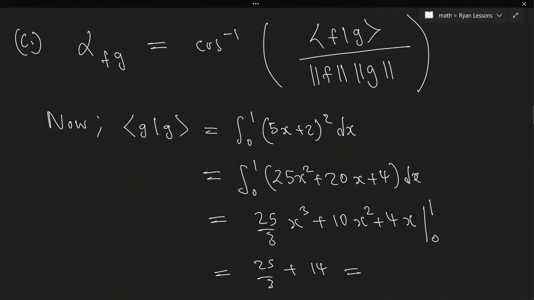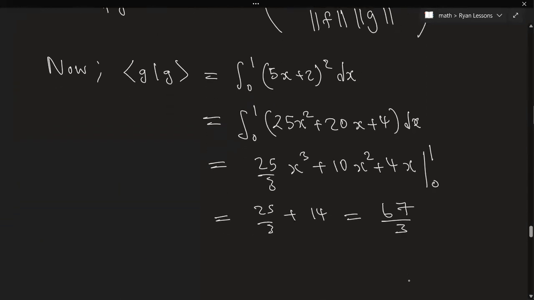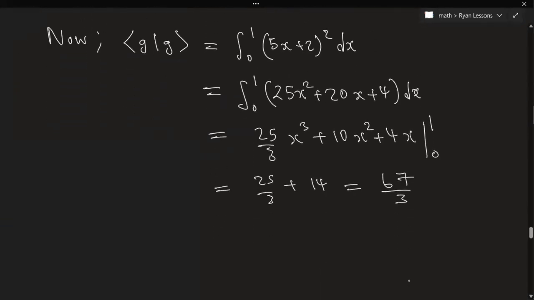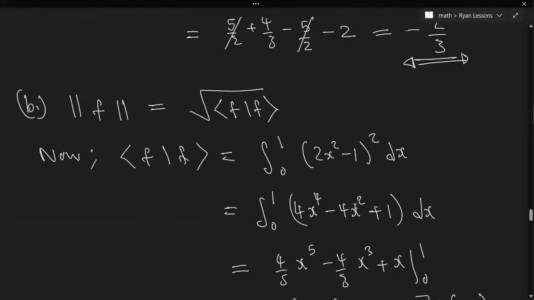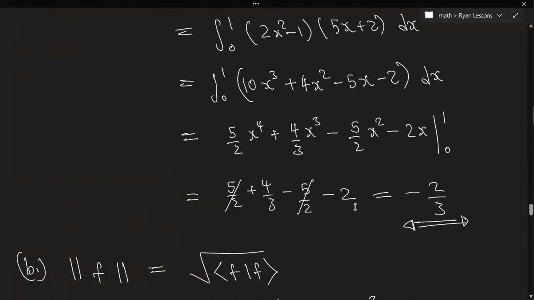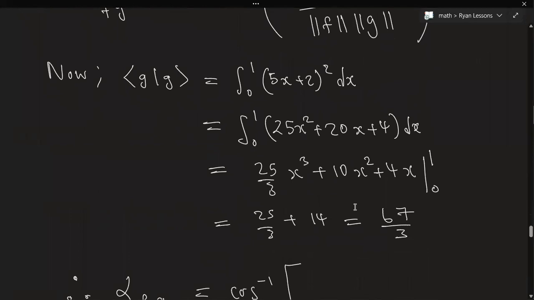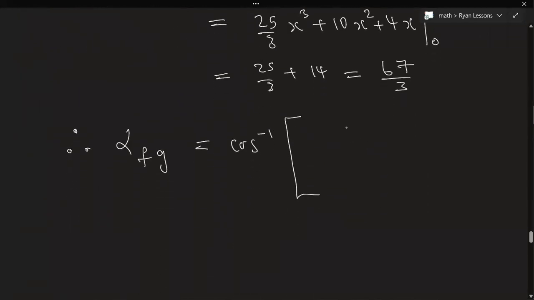So what do we get? 42/3 plus 25/3, that is 67/3, like that. So now how can we evaluate the angle? Therefore the angle that we're looking for, alpha fg, is equal to arc cosine of what? We put at the top the f dot g, which was negative 2/3. So we put negative 2/3 there at the top.